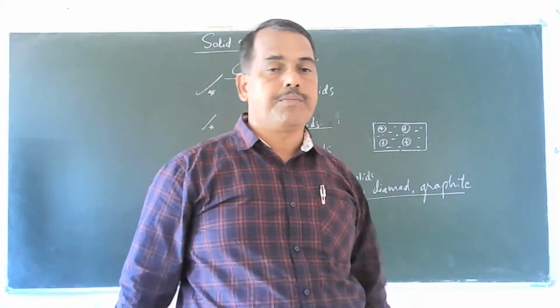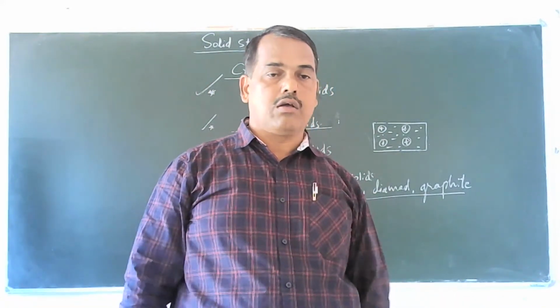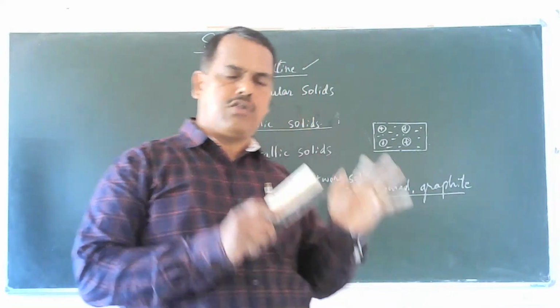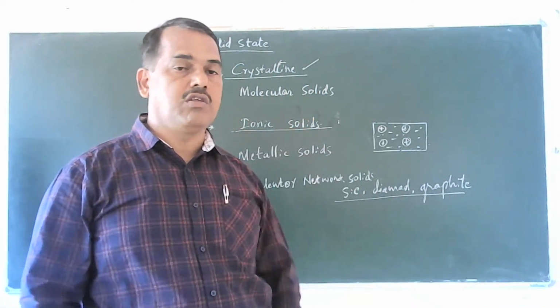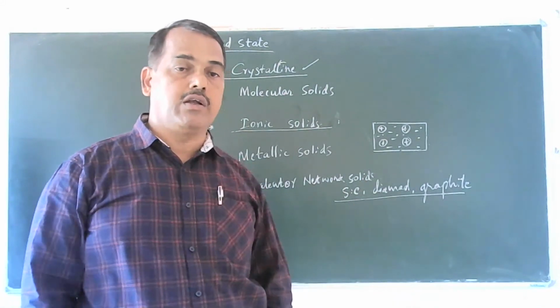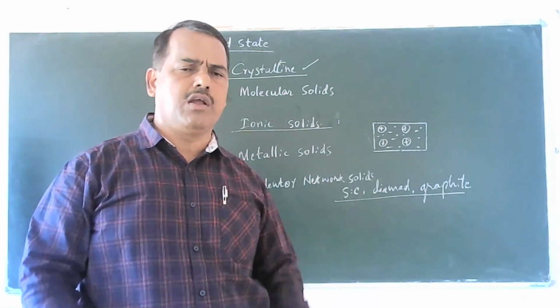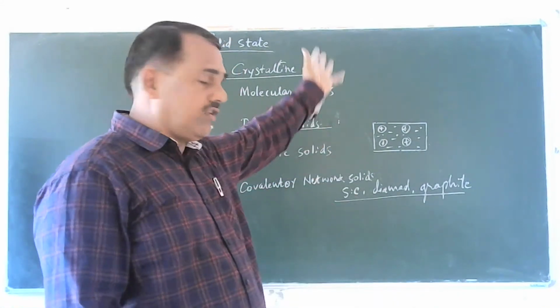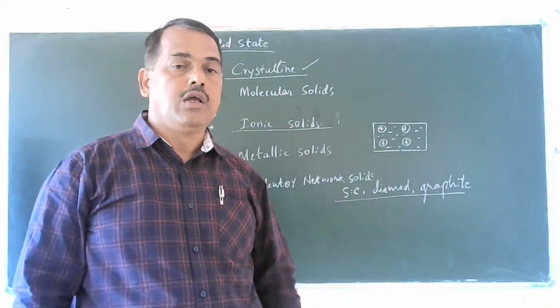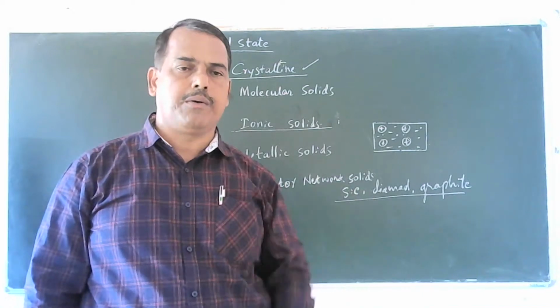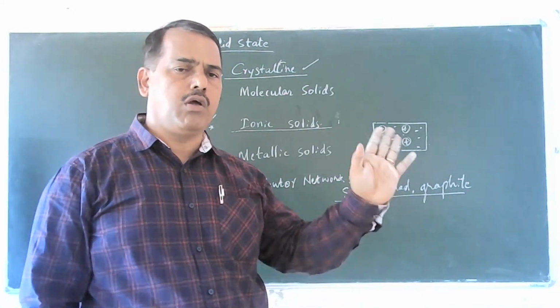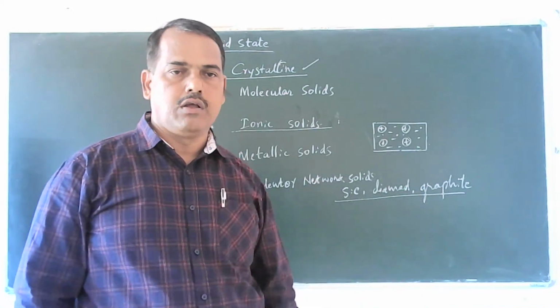What about the physical state? No doubt they are hard. In physical nature, they are very hard. What about melting point? More than 2000, diamond about 3500 degrees centigrade. Very high melting point as compared to ionic solid or metallic solid. Except graphite, it is the best lubricant. See, in engine oil, everywhere we use graphite.